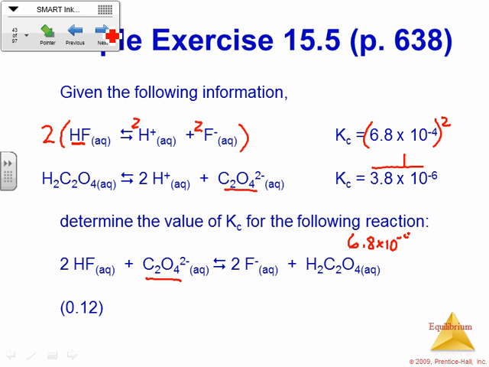6.8 times 10 to the negative 4th squared times 1 over 3.8 times 10 to the negative 6. That's going to give me my overall K, which, are they saying it's 0.12? I'm not sure if that's the answer or not. Let me check. So 6.8 times 10 to the negative 4th squared times 1 divided by 3.8 times 10 to the negative 6. Yep, 0.12. That's what you end up getting for your answer there.